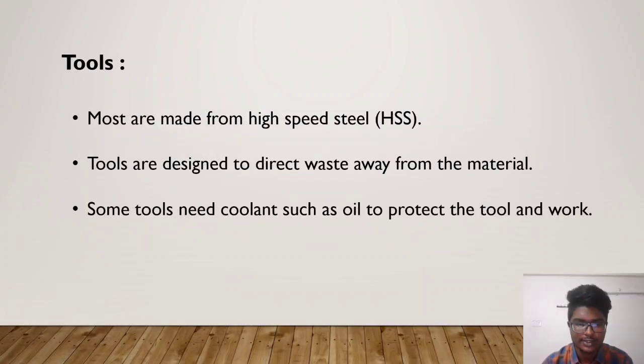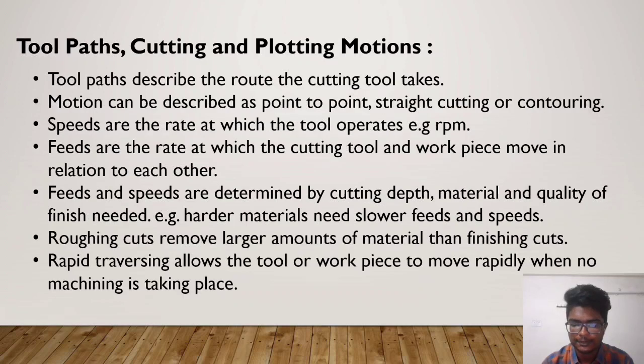So tools of a CNC lathe. Most of the tools are made from high-speed steel. Tools are designed to direct waste away from the material. Some tools need coolant such as oil or water to protect the tool. Tool paths, cutting and plotting motions. Tool path describes the route the cutting tool takes, where motion can be described as point to point, straight cutting, or contouring.